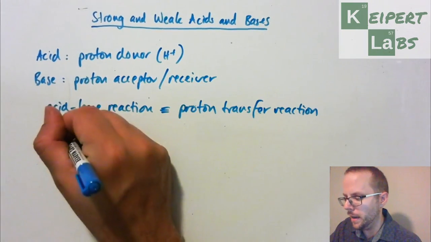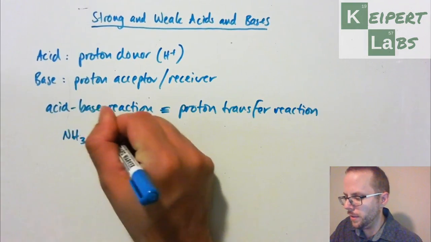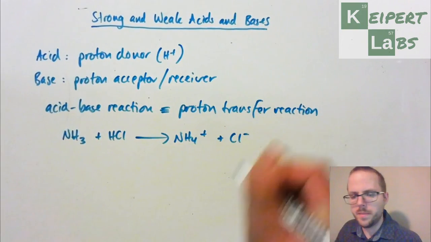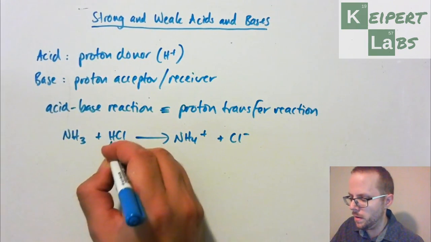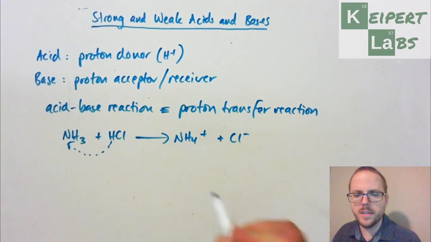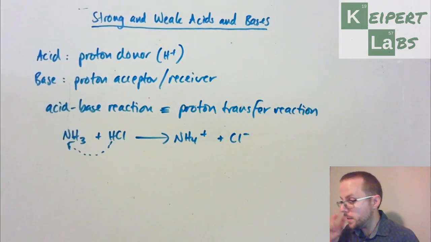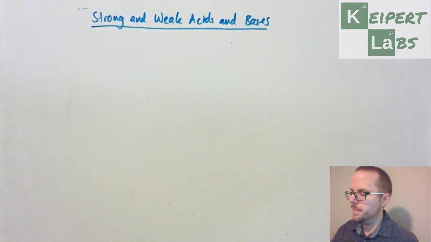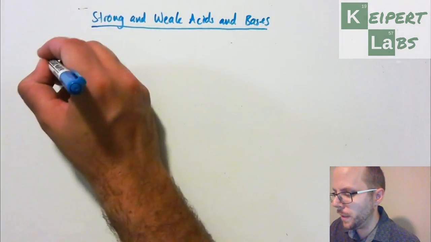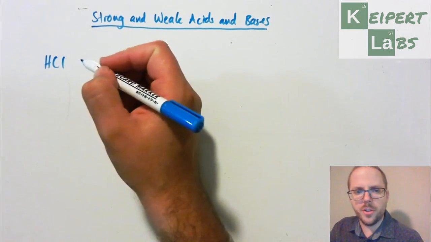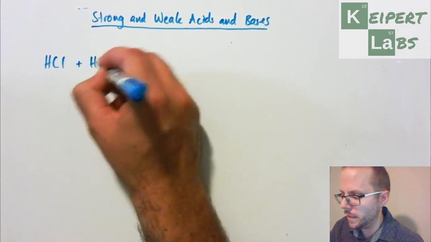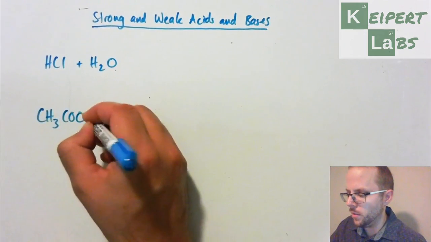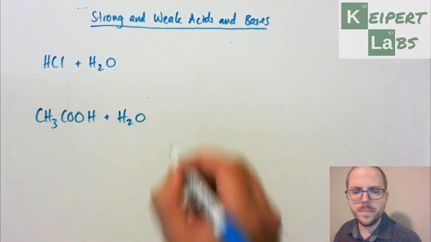As in when we have NH3 reacting with hydrogen chloride gas, we end up with NH4+ Cl-, where a proton has been transferred to this nitrogen to give us our products. Okay, and so what we're now going to have a look at is comparing two acids. The first acid we're going to look at is hydrochloric acid interacting with water, and the second acid is acetic, or ethanoic, acid interacting with water.